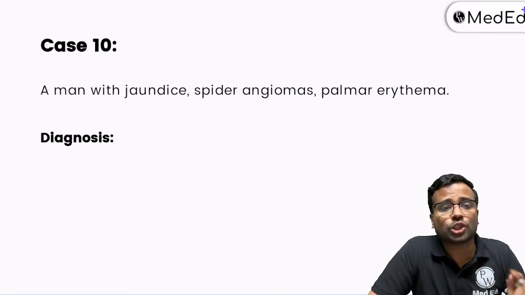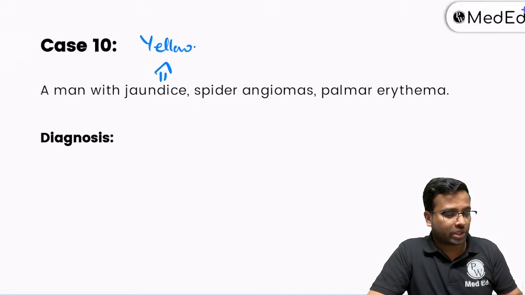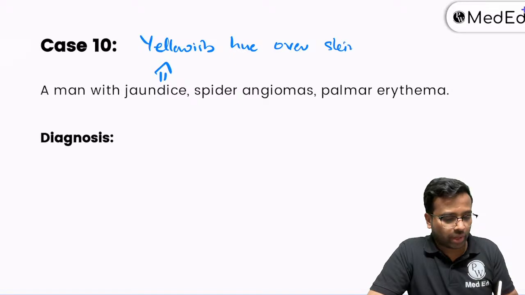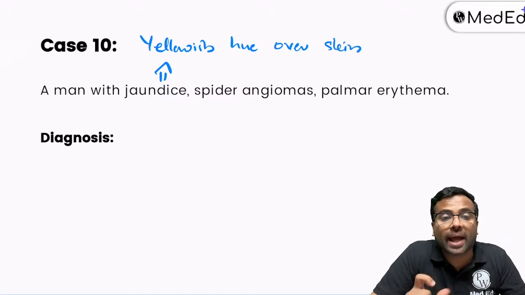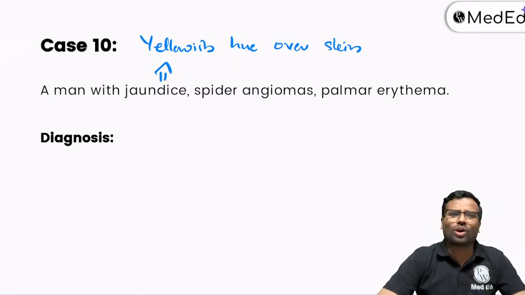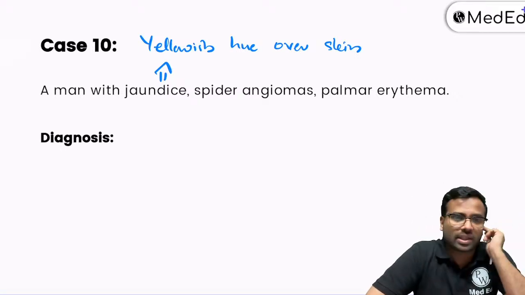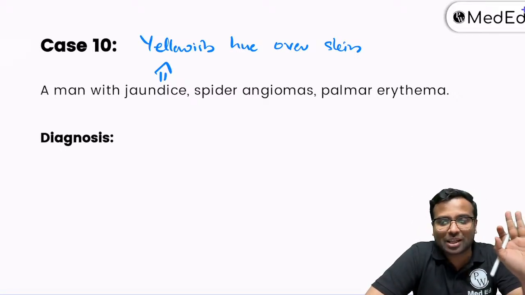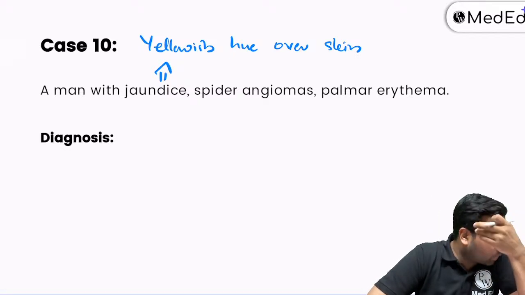A man with jaundice. Jaundice means there should be some yellowish hue over the skin. So this is going to be our finding when it comes to the skin. And the patient is also having spider angioma and palmar erythema. In which kind of patients are you expecting to see all these things? Jaundice itself tells you we are talking about which organ system here? We are going to talk about the liver.